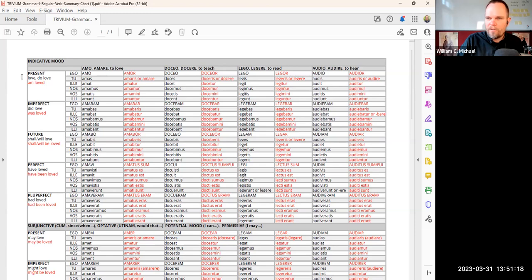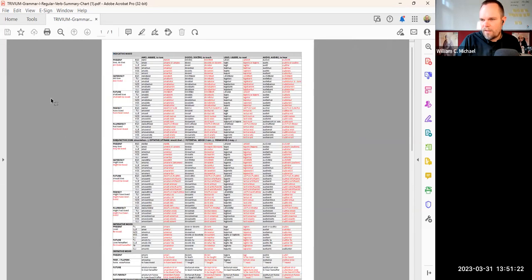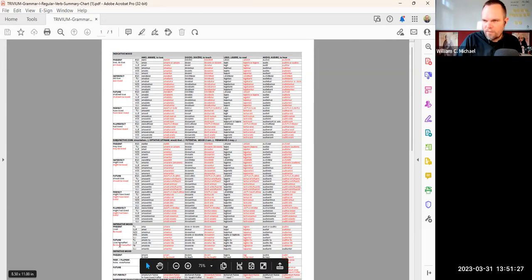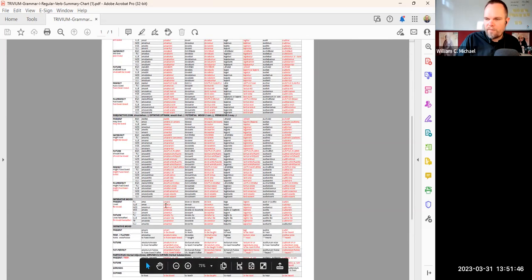All right. So first of all, if you look at the chart and you look at the big picture, you'll see it's divided. You see these gray bars. It's divided into a couple sections, right? Indicative mood, subjunctive mood, imperative mood, infinitive mood. I'm not saying you know what all that means yet. Relax. Don't get nervous. You don't have a learning disability. We haven't studied that yet.